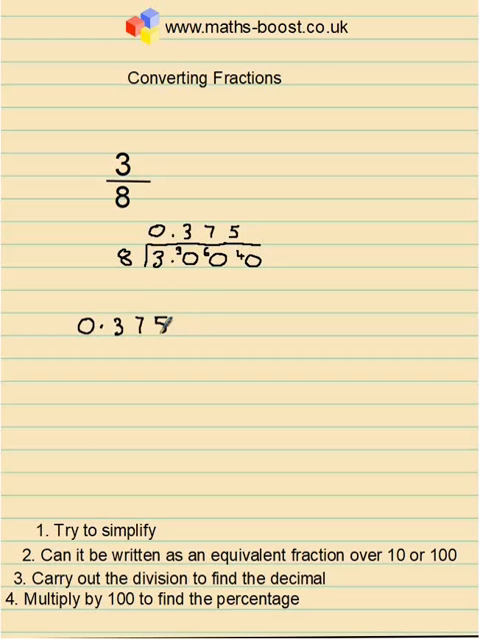And you can probably tell this relies on you having a good knowledge of times tables. If you don't, you'll have no choice but to just write them out. Just take it steady. So the last step is we're going to multiply this by 100 to find the percentage. And again, we'll turn a blind eye to moving the decimal point 2 places. So that will give us 37.5%.